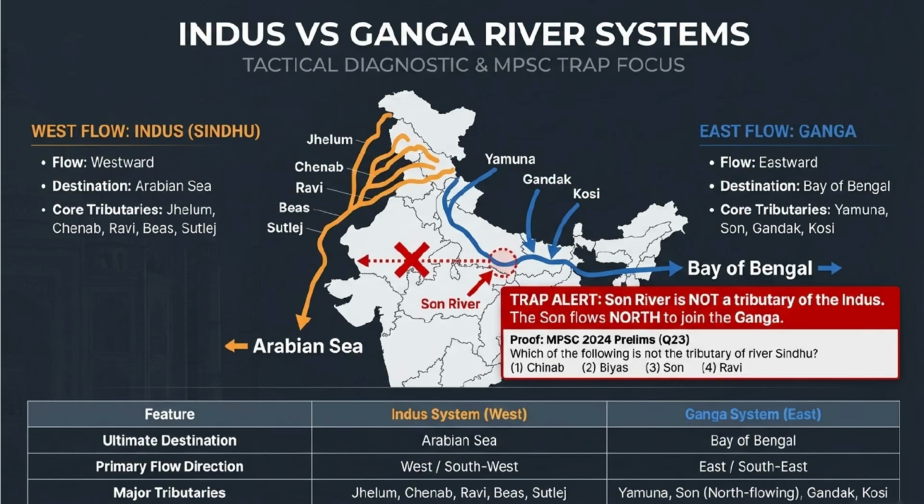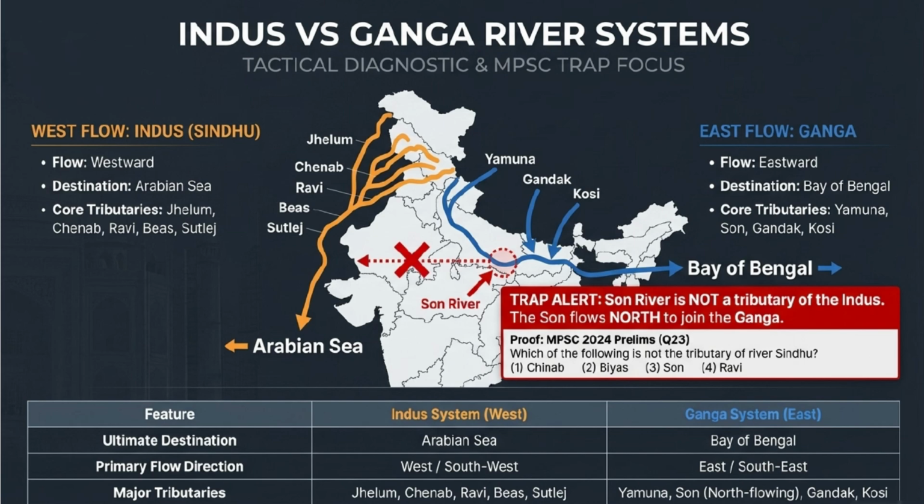The correct answer is Son, because Son is not part of the Indus system. It belongs to the Ganga river system. And this is exactly how MPSC sets traps. So remember this clearly. Indus system means Punjab rivers: Jhelum, Chenab, Ravi, Beas, Sutlej. Ganga system includes Yamuna, Son, Gandak, and Kosi.